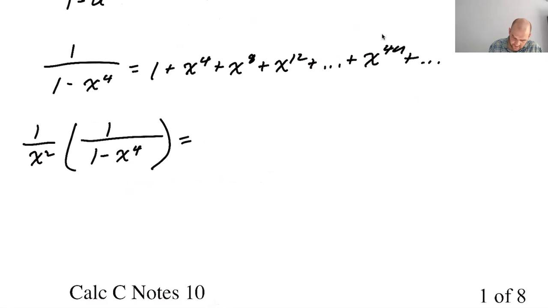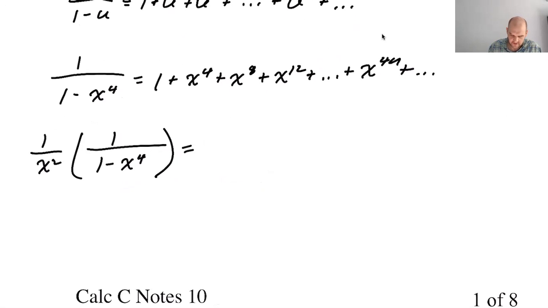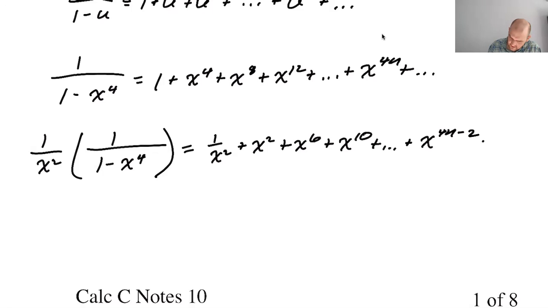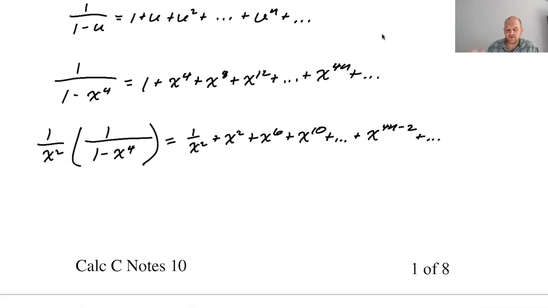So I'm actually about to end up with not a power series. This is weird. I'm multiplying everything by 1 over x squared. So I get 1 over x squared, x to the 6th, x to the 10th, x to the 4n minus 2. Right, because when you divide, you subtract the exponents. This is not a power series, because this is not going to have a positive exponent. That's not a power function.